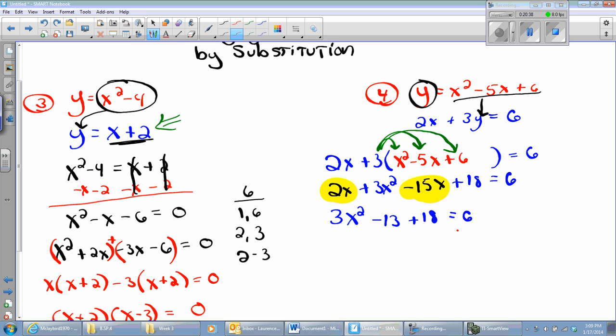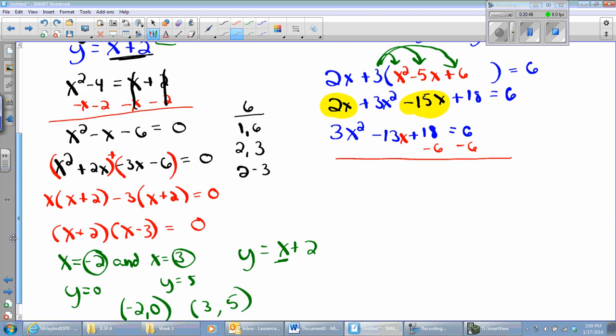I want it equaling 0. Oops, I lost my x. And I'm going to subtract 6 from there. Okay, so my simplified equation will be 3x squared minus 13x plus 12, and that'll equal 0. This is a quadratic. I need to factor it.